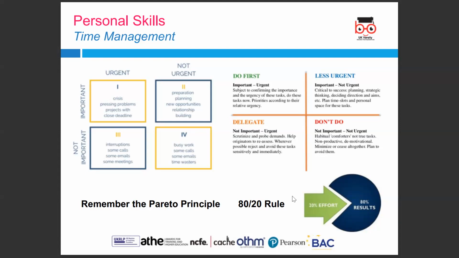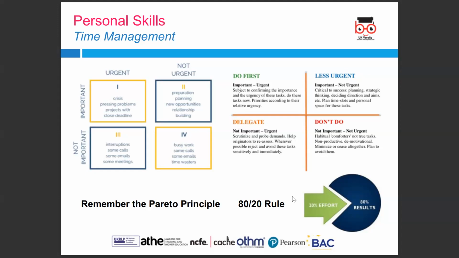In language learning, it is the same. It means that they should learn and teach the most common things to students, not the obscure rules and exceptions that students will hardly ever have to deal with. It states that in most areas in life, roughly 20% of the input is responsible for 80% of the output. And it identifies it in the diagram there. So do first: important, urgent, confirming the importance and urgency of these tasks. Do these tasks now, prioritized according to their relative urgency. So time management is really important.